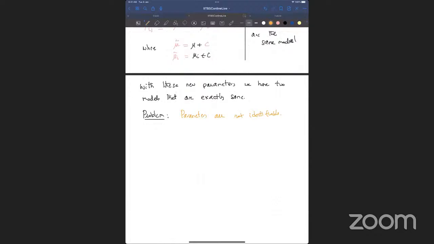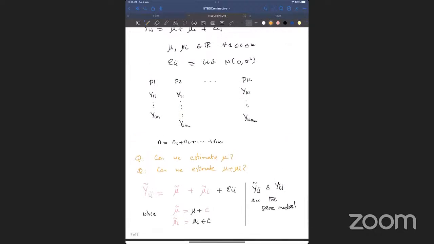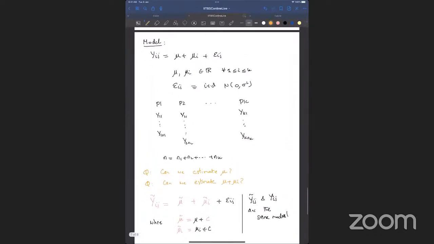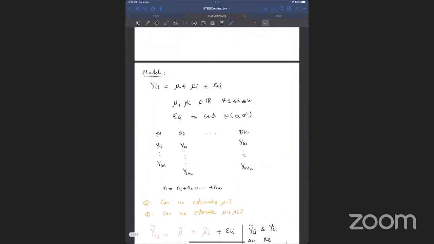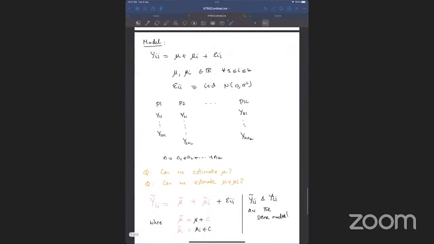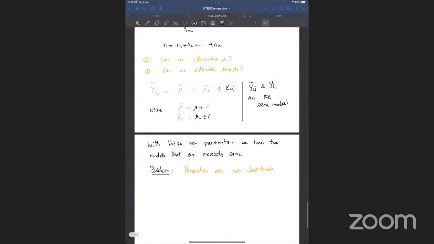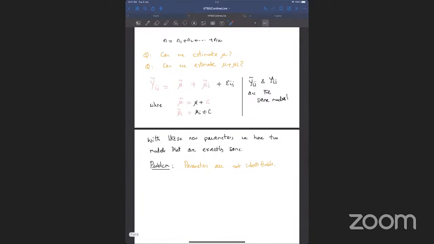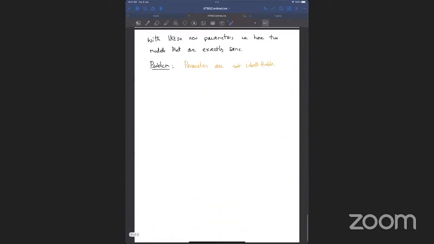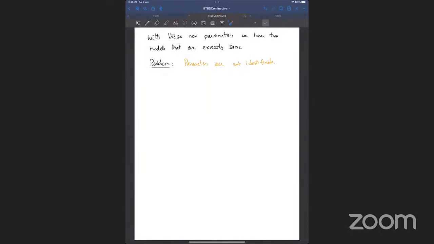Okay, so this is the first part of the story. There's a simple example by which you can exactly see this. I have two models that are exactly the same, but the parameters are different. So from this, I can't really estimate the parameters. It's just not possible because the model structure is the same, and I have two different parameters. That's the first part.